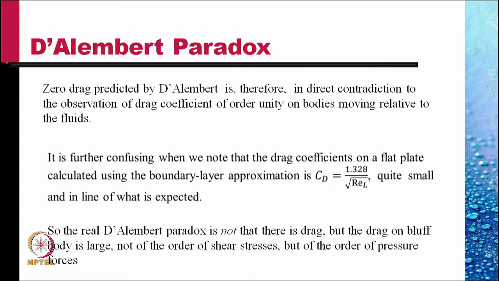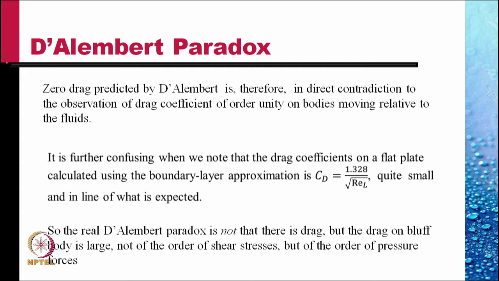Zero drag predicted by D'Alembert is therefore in direct contradiction to the observation of drag coefficient of order 1 on bodies moving relative to the fluid. It is further confusing when we note that the drag coefficient on a flat plate derived with the boundary layer approximation is about 1.328 divided by the square root of Reynolds number, which again is quite small and in line with what is expected because of the approximation.